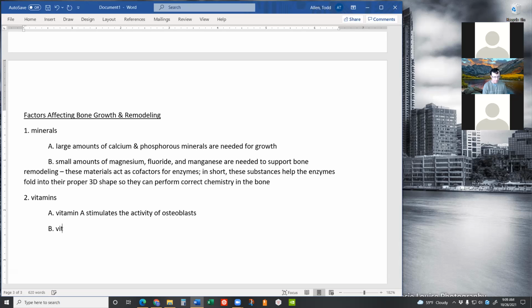Vitamin C is important for collagen synthesis, right? So remember, collagen is the steel rebar of our extracellular matrix. Without vitamin C, collagen synthesis is slowed down and impaired. Vitamin D is, as you know, critical for the absorption of calcium from food.